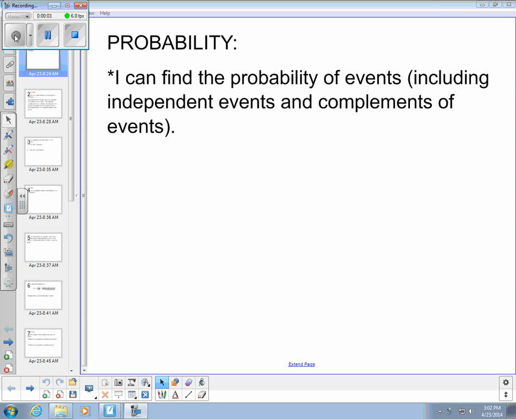In this lesson, we're going to talk about probability. You need to set your paper up in Cornell Note format and use this goal to write your essential question. So we're going to be working on finding probability of events, including independent events and complements of events.